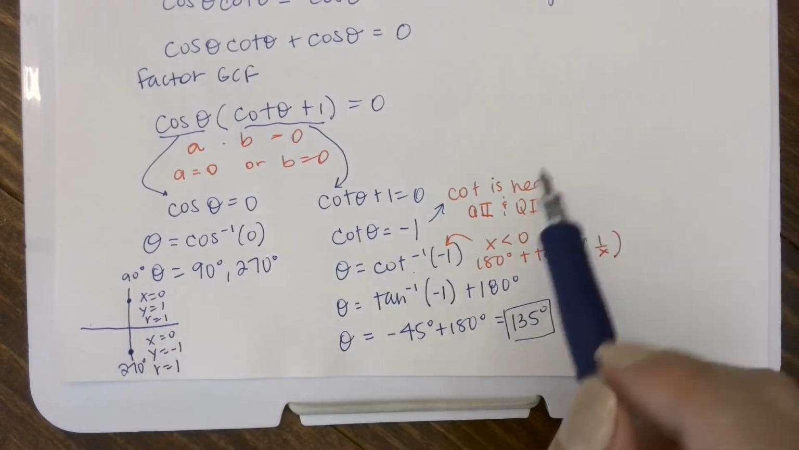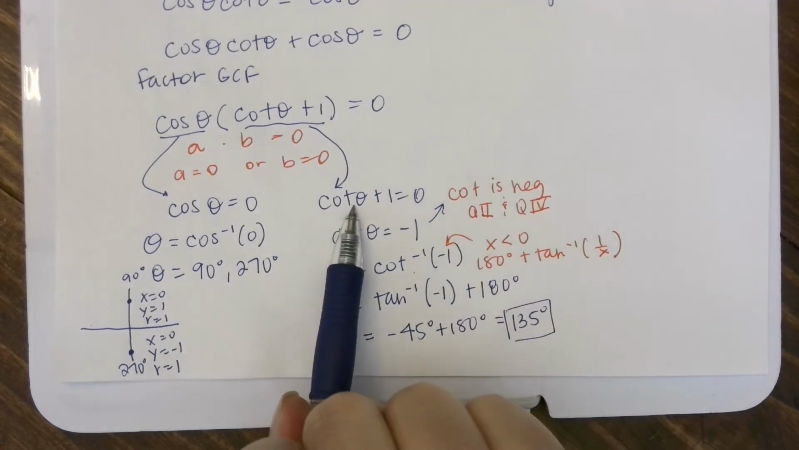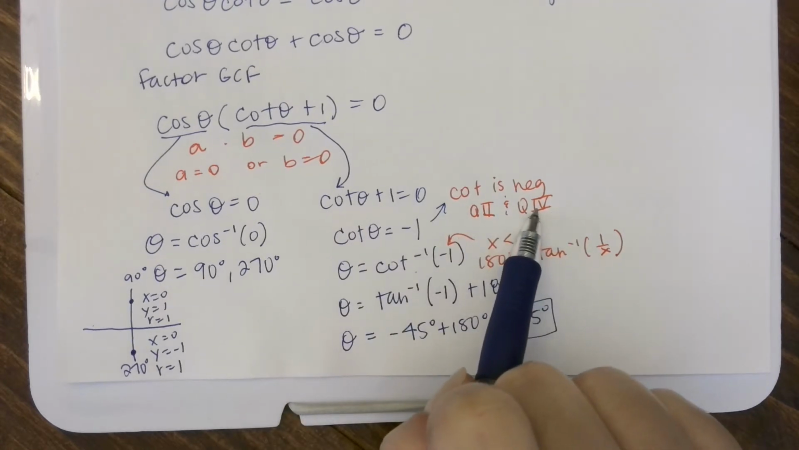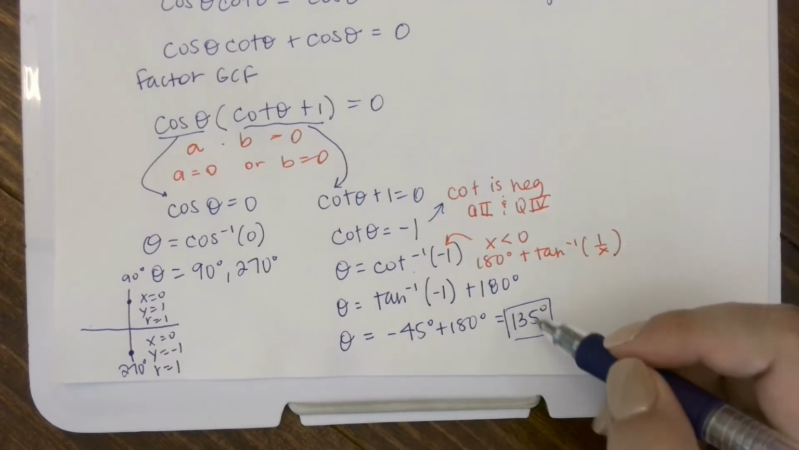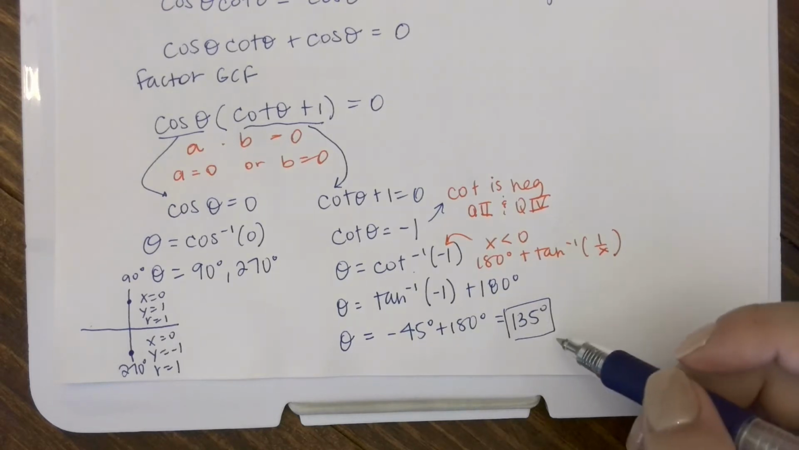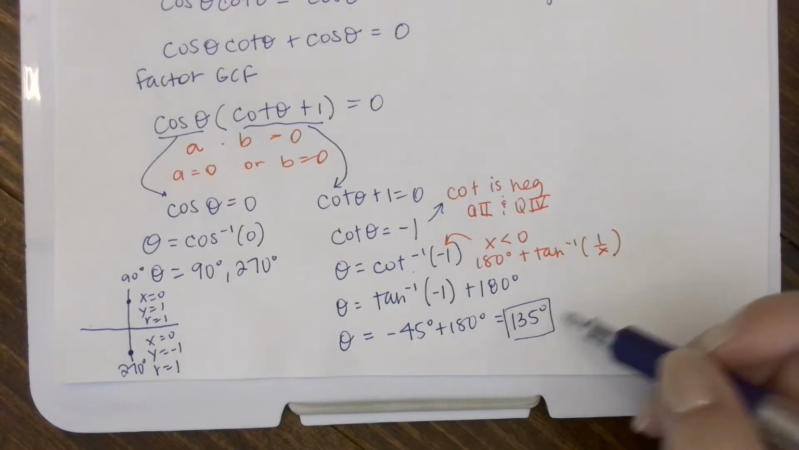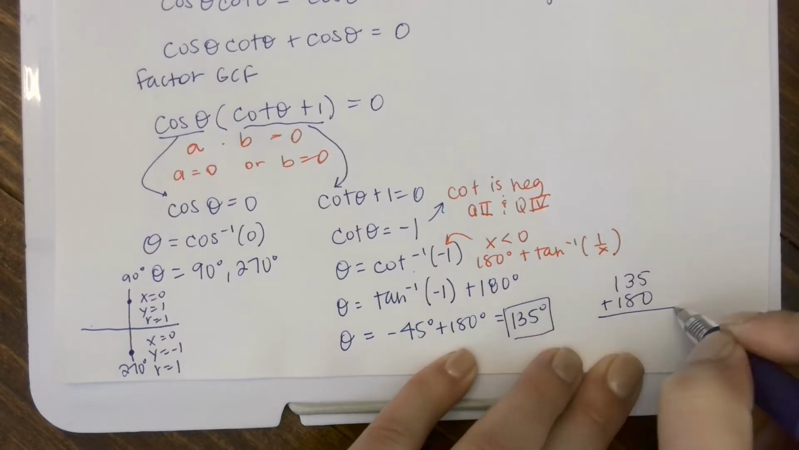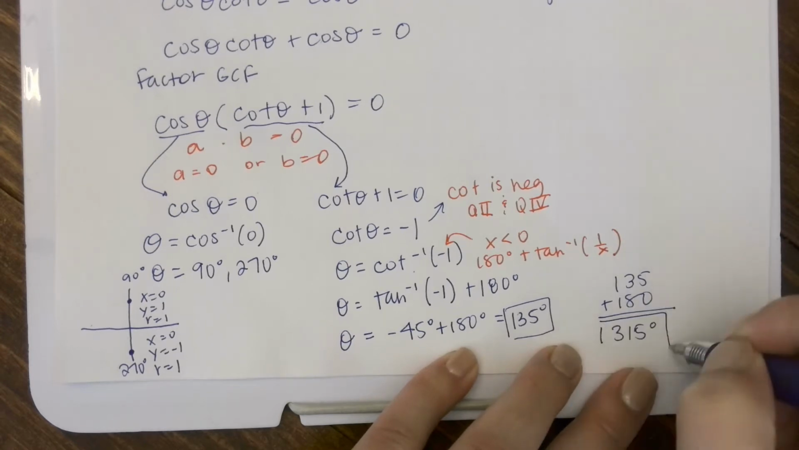Okay, so this is our answer in quadrant 2, but we're talking about cotangent theta here, and so we are also in quadrant 4, so we have to find an angle with the same reference angle as 135 degrees. Okay, so cotangent also has a period of pi, so if we add 180 to 135, so 135 plus 180, we'll get 315 degrees, which is the angle in quadrant 4.